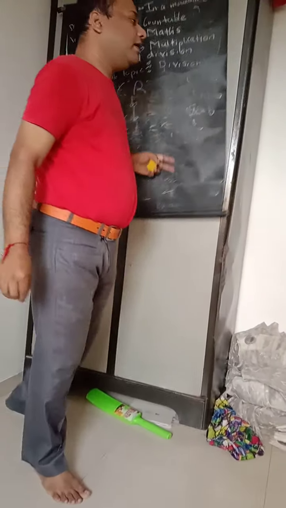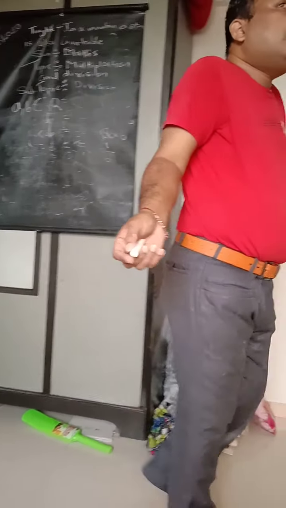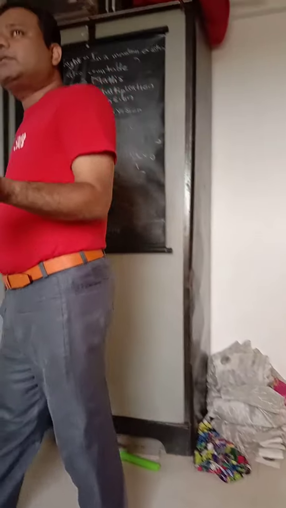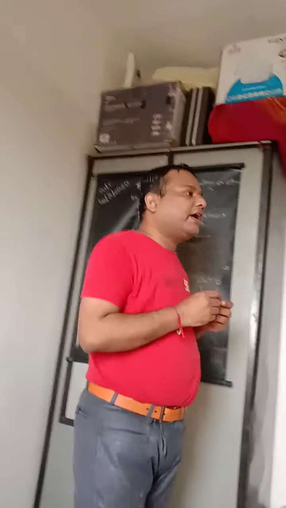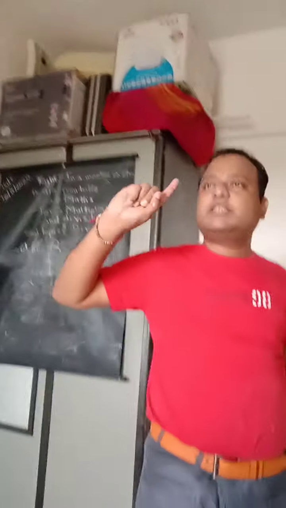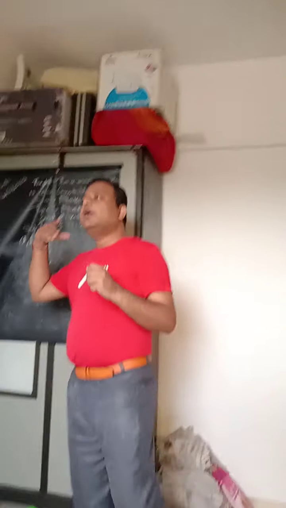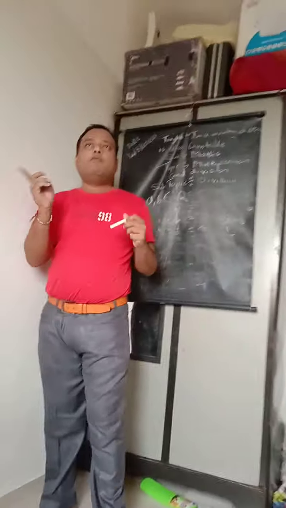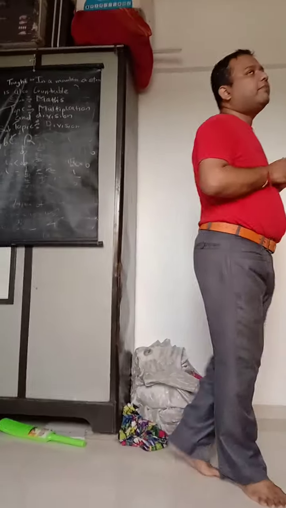Here the question arises: what is a real number? Which numbers come in the real numbers? It starts from 1 to infinity. The numbers from 1 to infinity are called the real numbers. So a and b belong to R.